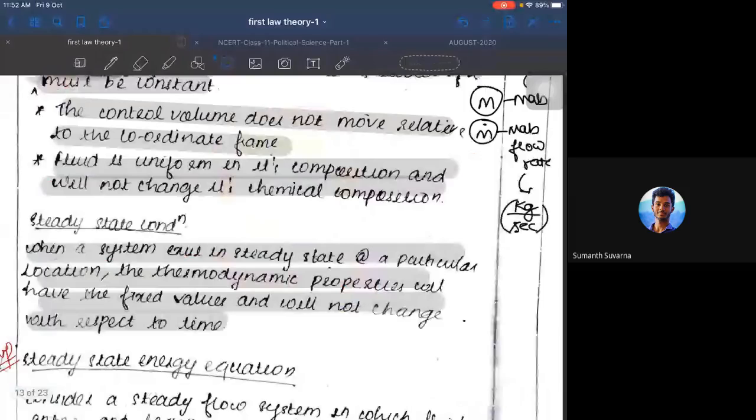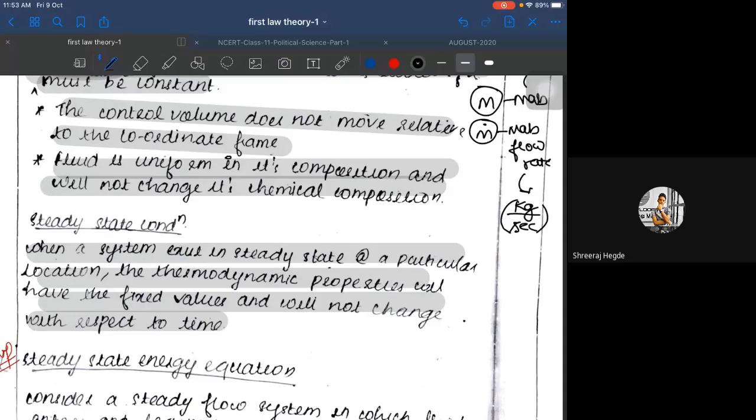Sriraj. Fluid is uniform in its composition and will not change its chemical composition. I think there is no explanation required for this sentence. It just says the fluid should be uniform throughout its composition, and even the chemical composition of it should not change. So that is your last and fifth assumption.